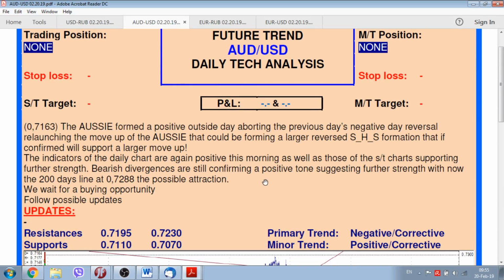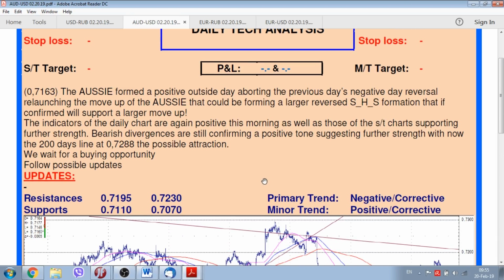The Aussie dollar, which is much stronger this morning compared to the previous trading session, formed a positive outside day, avoiding the previous day's negative day reversal, relaunching the move up of the Aussie that could be forming a larger reverse shoulder-head-shoulders formation that, if confirmed, will support a larger move up.